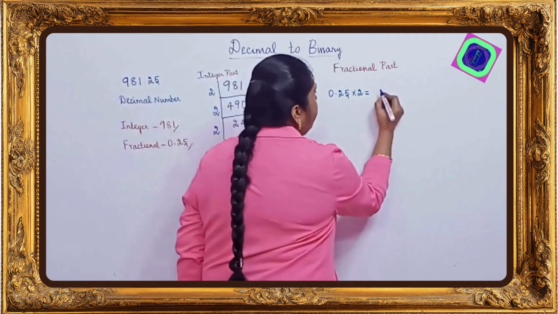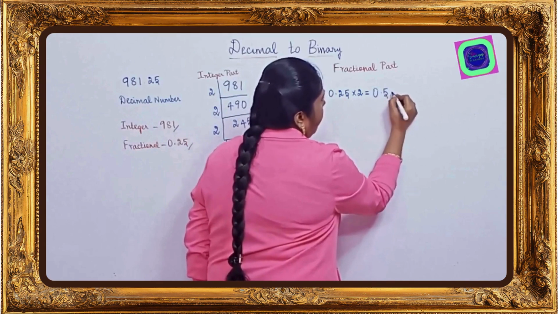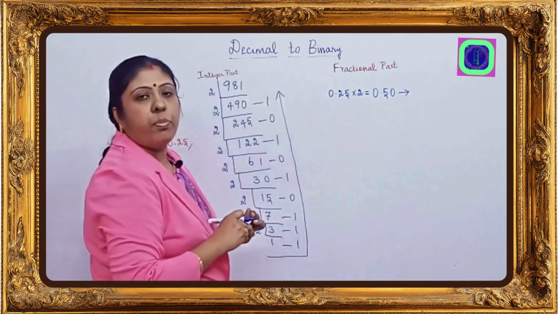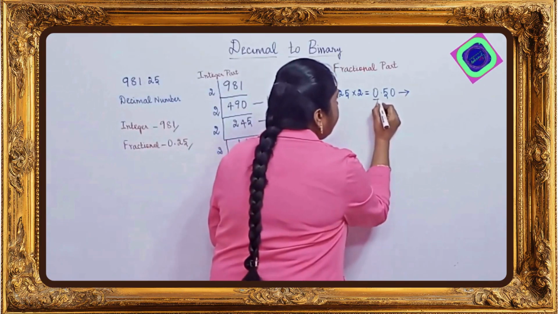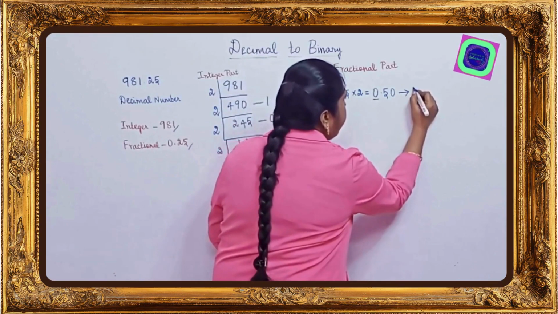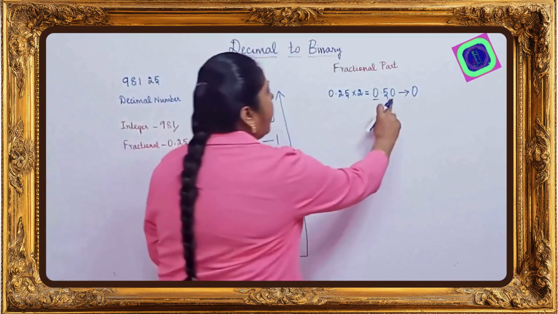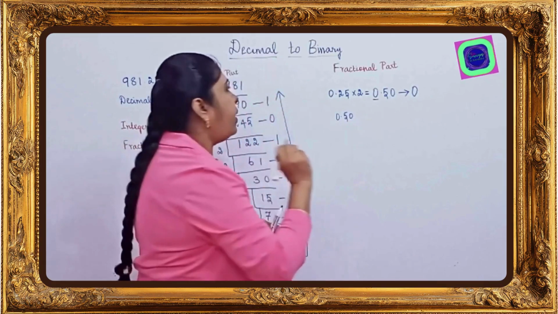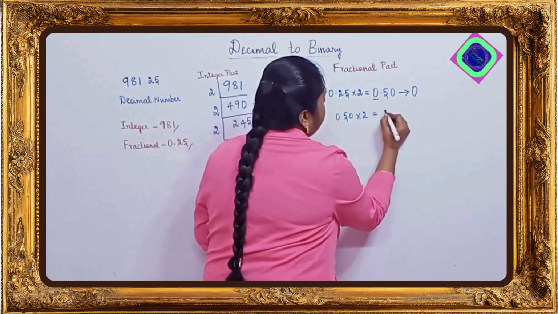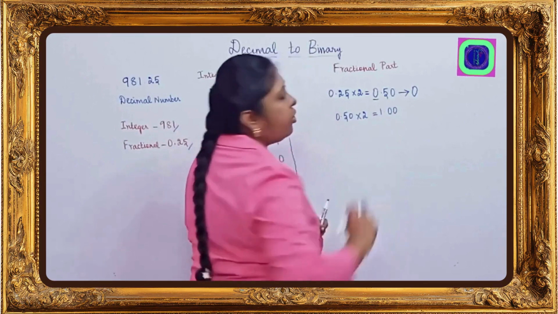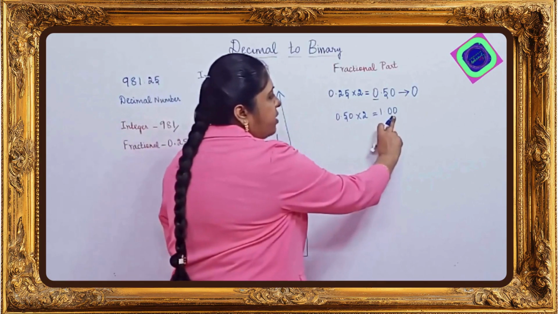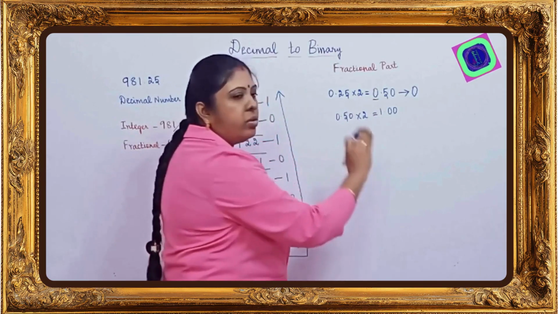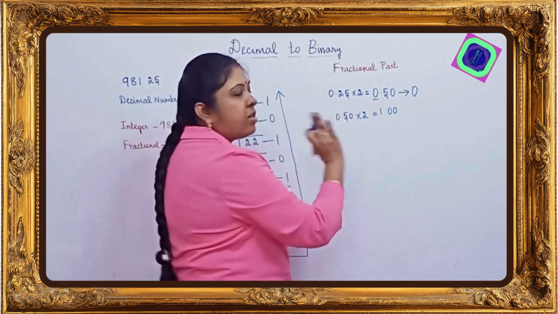It has to be multiplied by 2, which gives 0.50. Here the integer part is 0 and the fractional part is 0.50. So the integer part is noted here as 0. The fractional part 0.50 is again multiplied by 2, which gives the value 1.00. So here the fractional part attains 0. After that, we cannot continue the iteration because 0.00 into 2, the zeros will go on continuously. So we can stop the iteration.